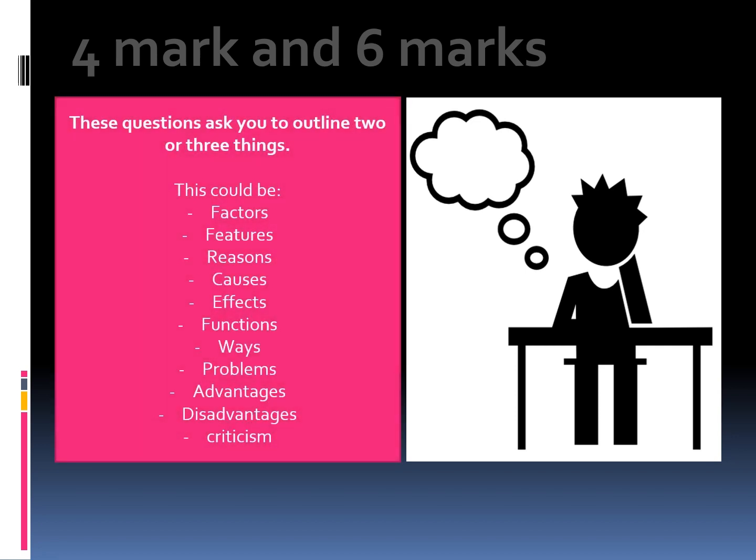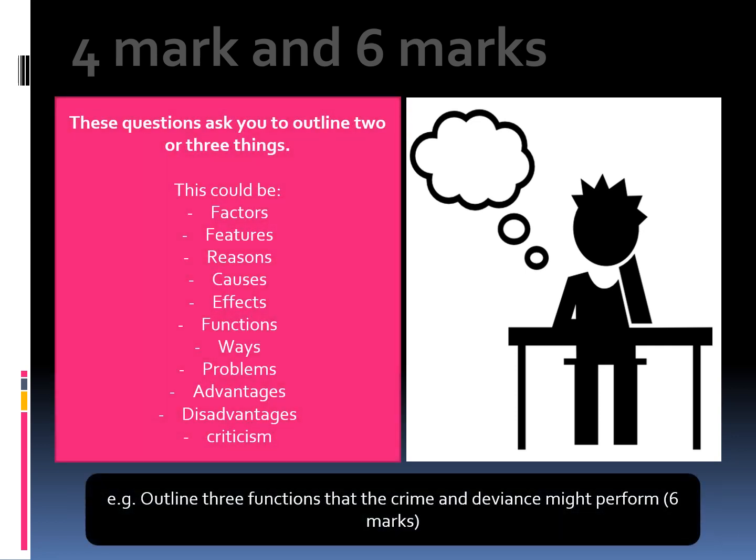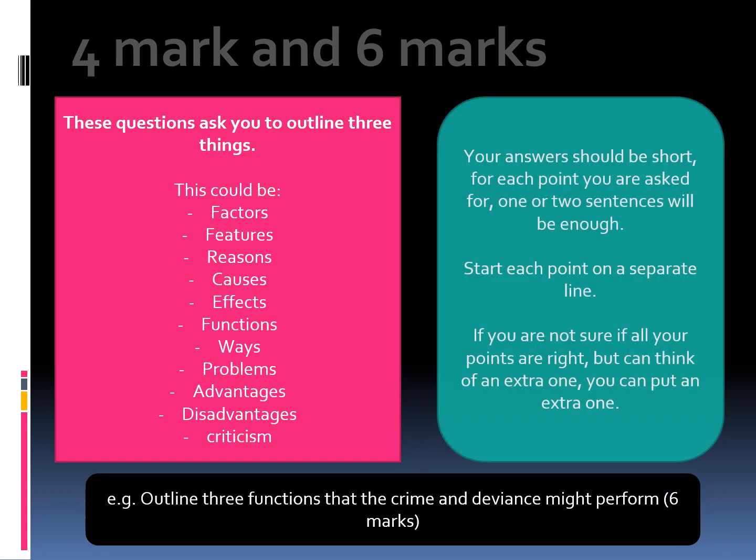And here is an example of that for you. So outline 3 functions that the crime and deviance might perform. Now a little bit of a quick reminder. Your answers should be short for each point you ask for. 1 or 2 sentences is enough. Start each point on a separate line, and if you're not sure if they're all right but can think of an extra one, you can pop that down.